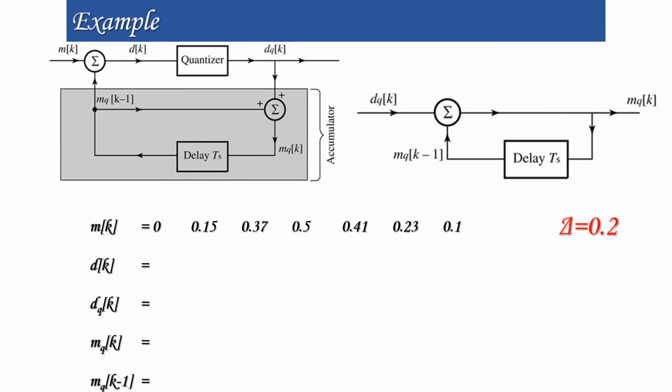Let's work out an example together, as we did with the differential pulse code modulation. Let's assume, as we can see, we have both the encoder and the decoder. We have sampled message m of k with sample values 0.15, 0.37 and so on, and we have delta equal to 0.2.